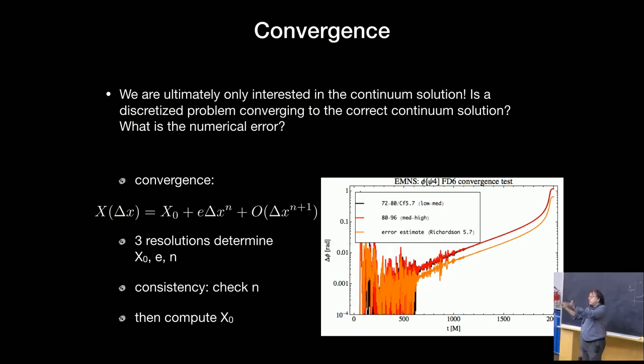I continue to compute e, but e is not that interesting, but in particular x0. And then I have an estimate for my true solution. And then I can estimate the error, for example, by the difference between x0 and the next highest resolution. If I find for my n, it's supposed to be 4, but it's actually 27, something's probably wrong. Either I don't have enough resolution, just this term is too large, or I screwed up the program, it's just wrong. Okay? So therefore, I check this first.